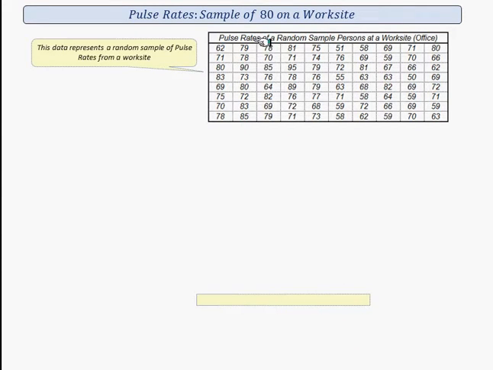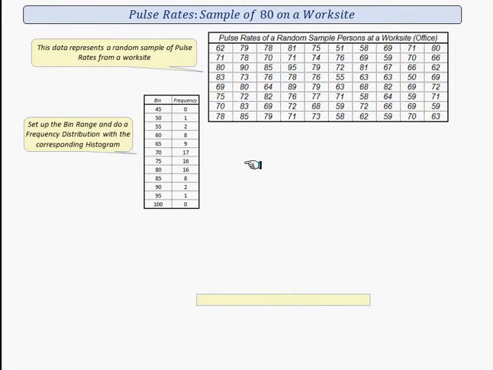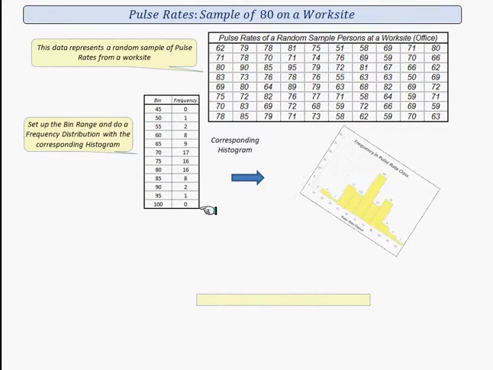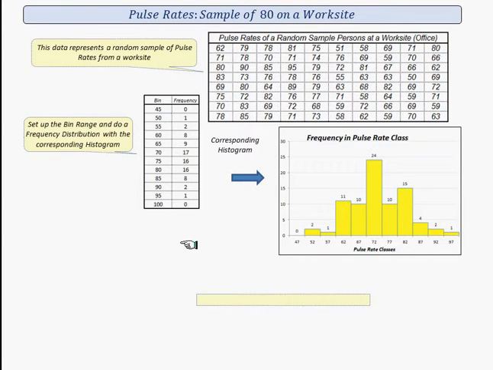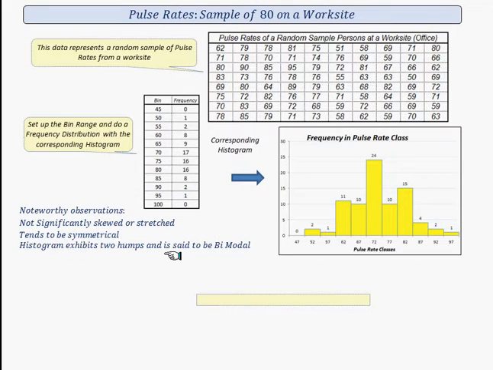Now we look at the pulse rates of persons at a work site. We take a random sample of 80, set up the bin range. This is somewhat arbitrary. We choose the easy ones, 45, 50, and so on. You go through the minimum, max, and so on. So here's the pulse rates, and you'll notice there's a tendency for two humps here. You wouldn't call this two humps because the numbers are so close. And it's not significantly skewed. It tends to be somewhat symmetrical, even though it's skewed in both directions a little bit. It's called bimodal, two cluster points. This suggests there's a lurking variable.